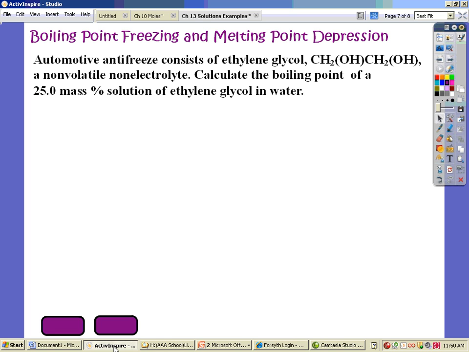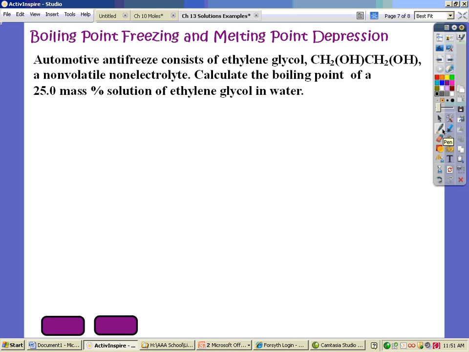Alrighty then, here's an example of a problem. With this one, it says that we have some antifreeze, and it consists of ethylene glycol, and there's our formula for it. And check out these words right here: non-volatile, non-electrolyte. Non-volatile means that it has pretty high intermolecular attractions, so it's going to interact with the water around it and hold it together. And non-electrolyte means that it's not going to dissociate, so our Van't Hoff factor is just going to be 1. So those are comfort words there. Means I don't have to worry, even though they look big and ugly.